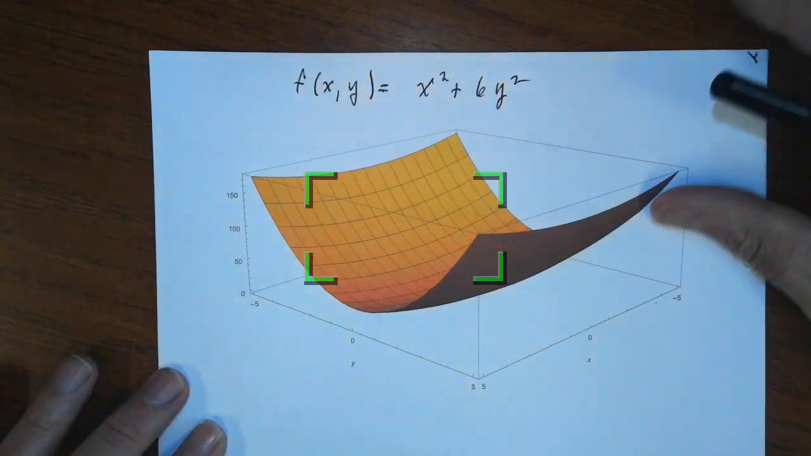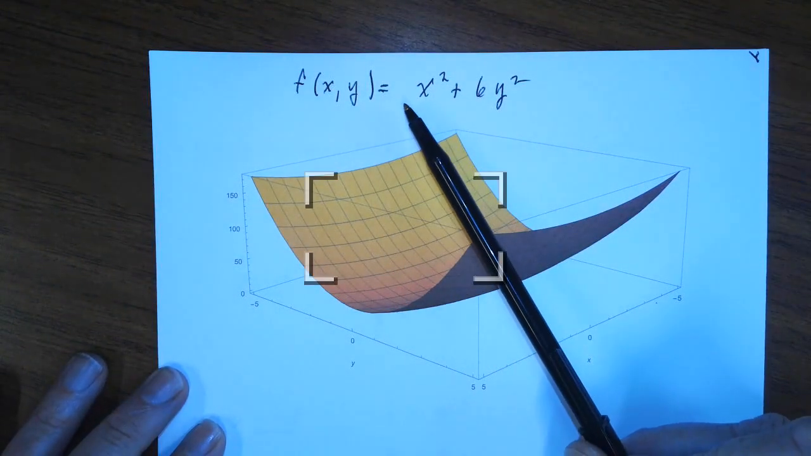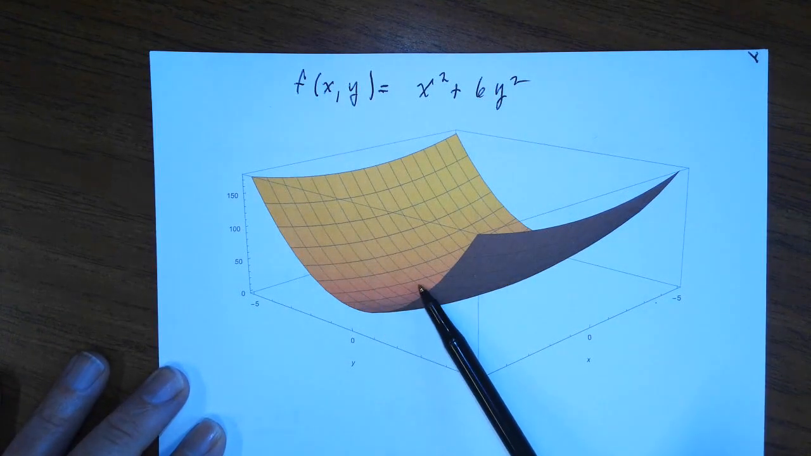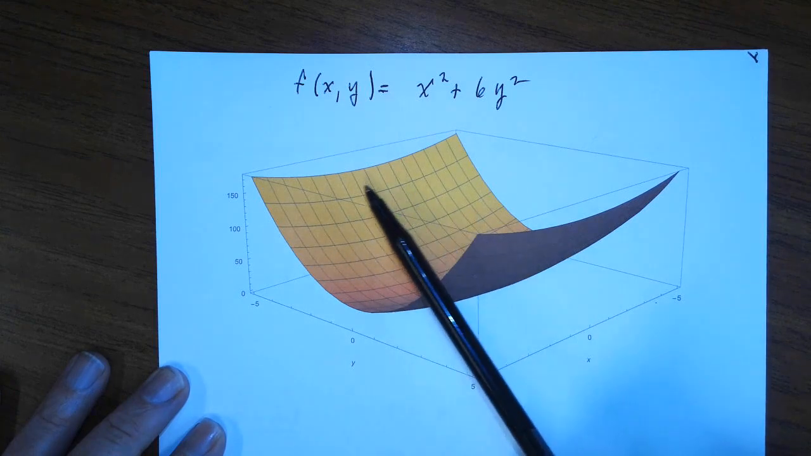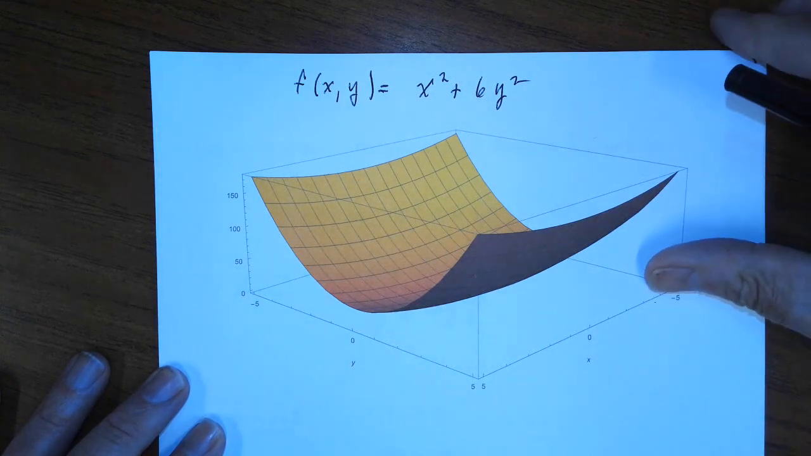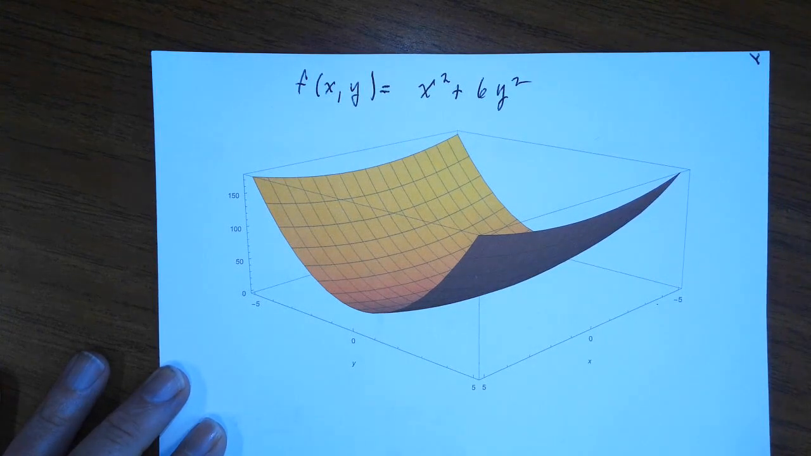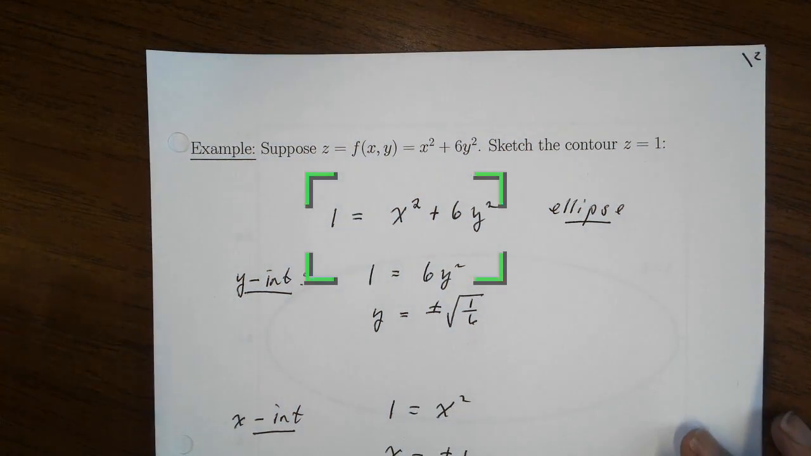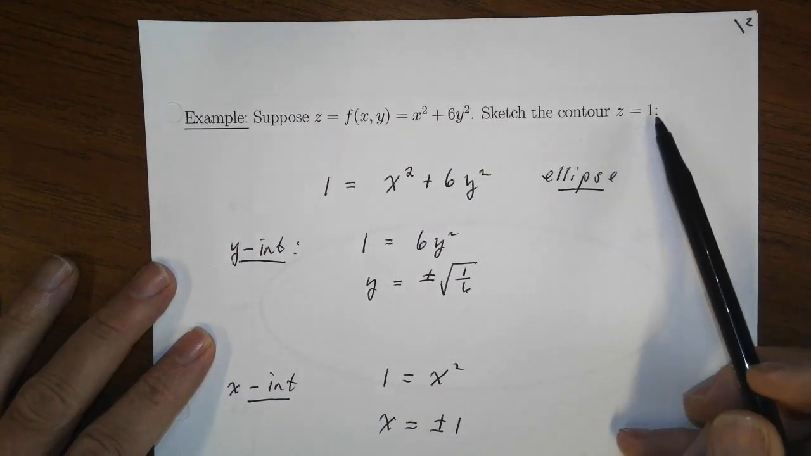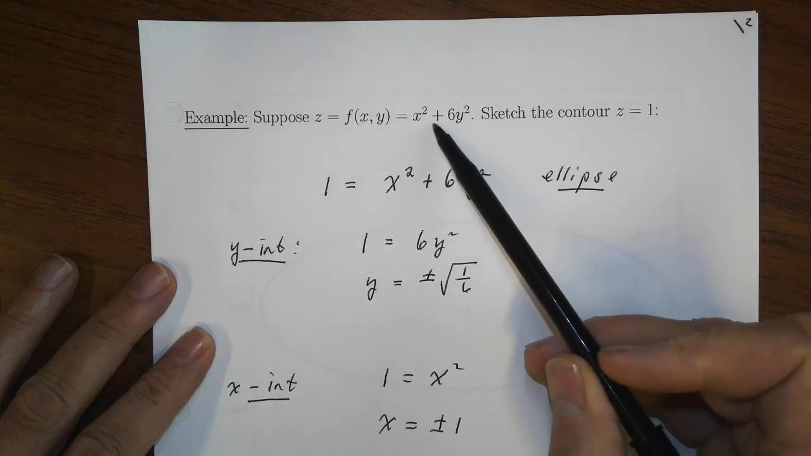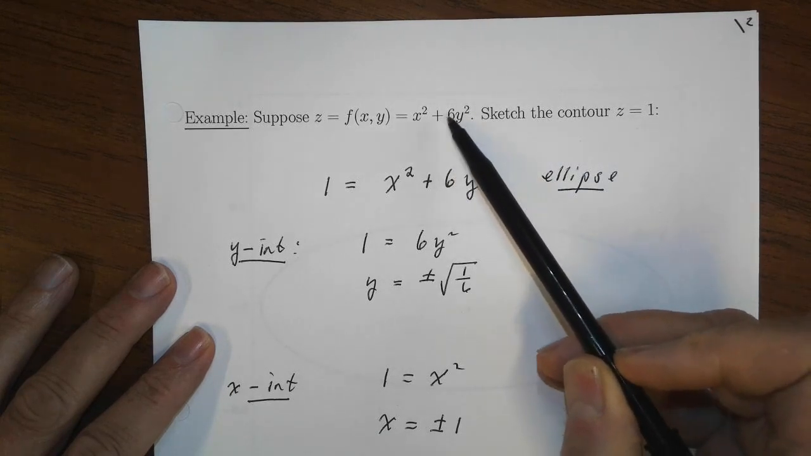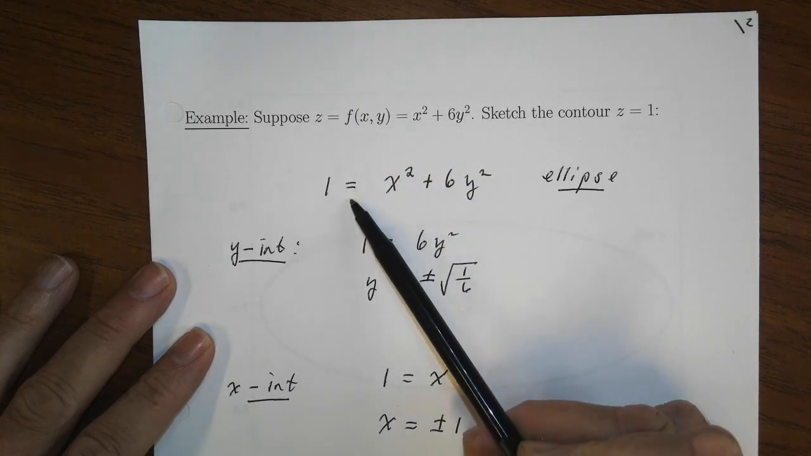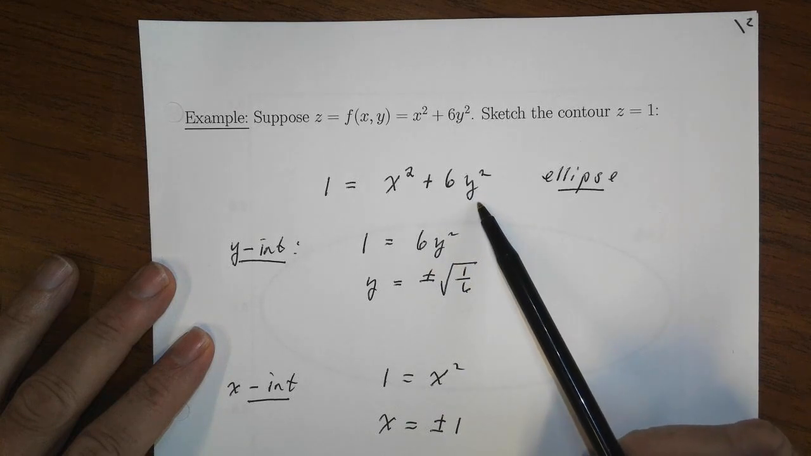So let's take a look at a particular function. This is f(x, y) = x² + 6y². I plotted the surface, and it kind of has a bowl-shaped look to it like this. And we want to get a two-dimensional rendition that conveys the information of this graph, and that's what a contour diagram does. So let's suppose we want to sketch the contour z = 1. That means we're looking for all the ordered pairs (x, y) so that x² + 6y² equals our z value of 1. So 1 = x² + 6y².